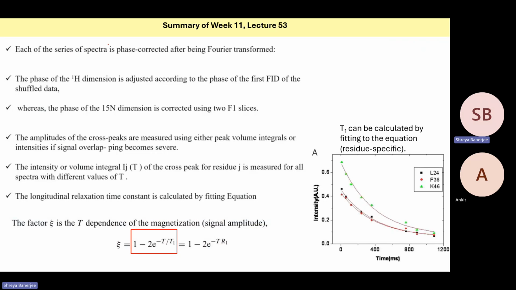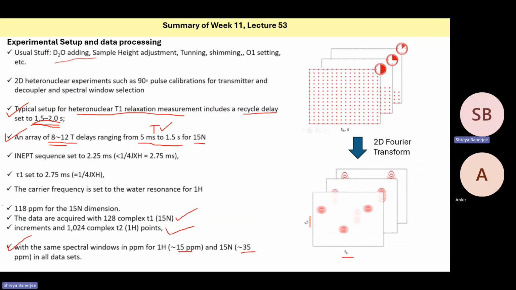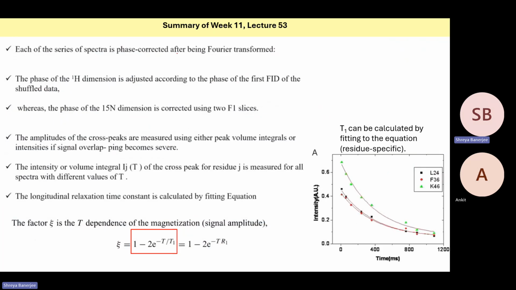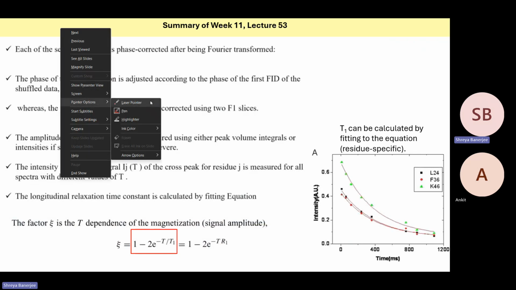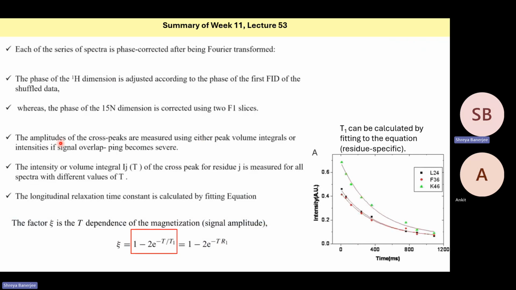Each of the series of spectra is phase corrected after being Fourier transformed. So you will get a series of spectra from the 8 to 12 experiments that you have done with different T. You will get a series of spectra like this after Fourier transformation. Then the phases need to be corrected, so all the spectra are basically of the same phase. And again, these are experimental setups, so they are not important, but this point is important.